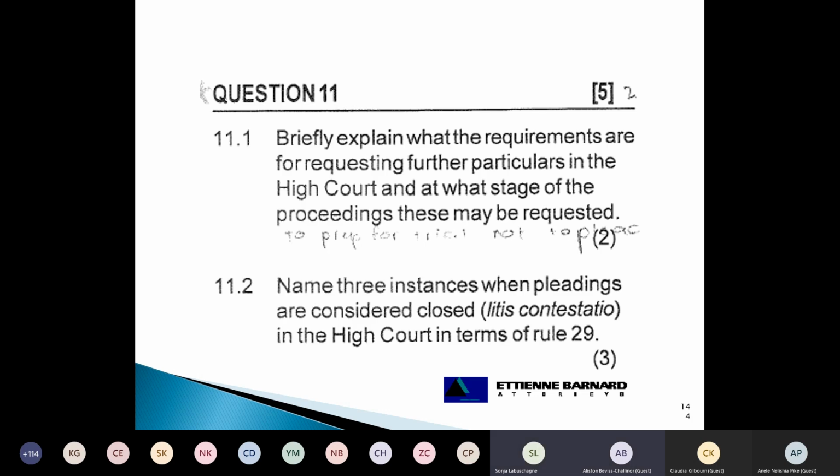Okay, these are just short questions with regard to High Court practice. So briefly explain what the requirements are for requesting further particulars in the High Court and at what stage of the proceedings these may be requested. Who can remember? We just did it.